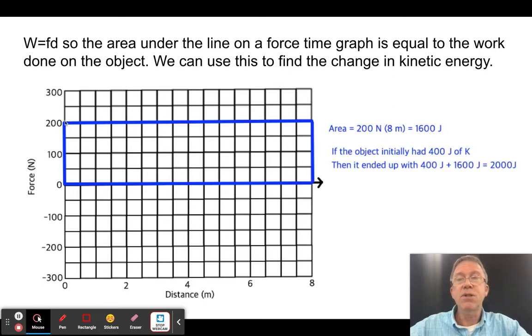Now, we're going to start off with just a constant force. You see 200 newtons. If I take the area under here, 200 times 8 meters, I get 1600 joules. So let's just say I have an object that initially had 400 joules worth of kinetic energy. I did 1600 joules worth of work on it. It's now going to have 2000 joules worth of kinetic energy.